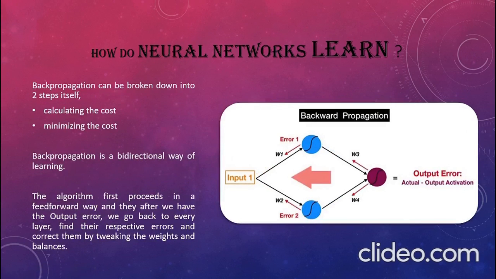Backpropagation can be broken down into two steps: calculating the cost and minimizing the cost. The cost is the difference between the predicted value from the network and the expected value from the dataset. The larger the cost, the greater the error. The goal is to have the smallest possible cost. To achieve this, minimizing the cost, we alter the weights and biases using a cost function like gradient descent.